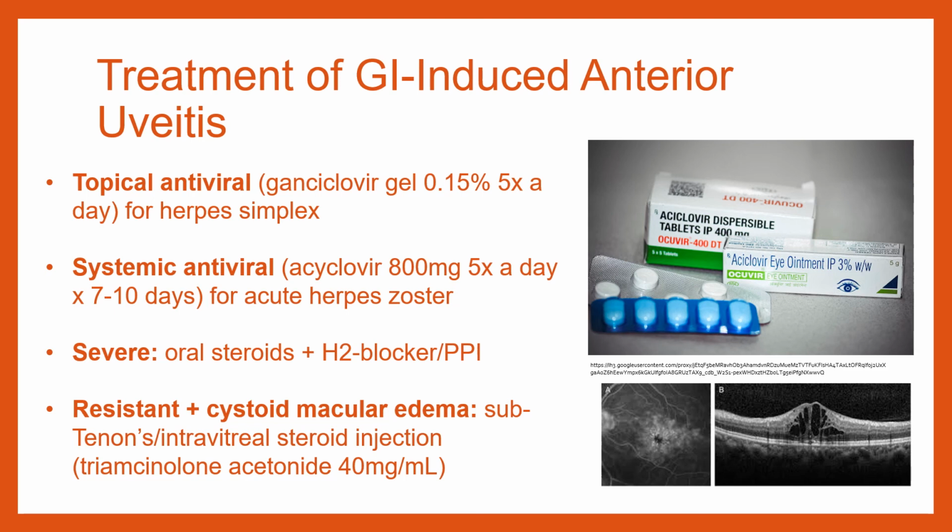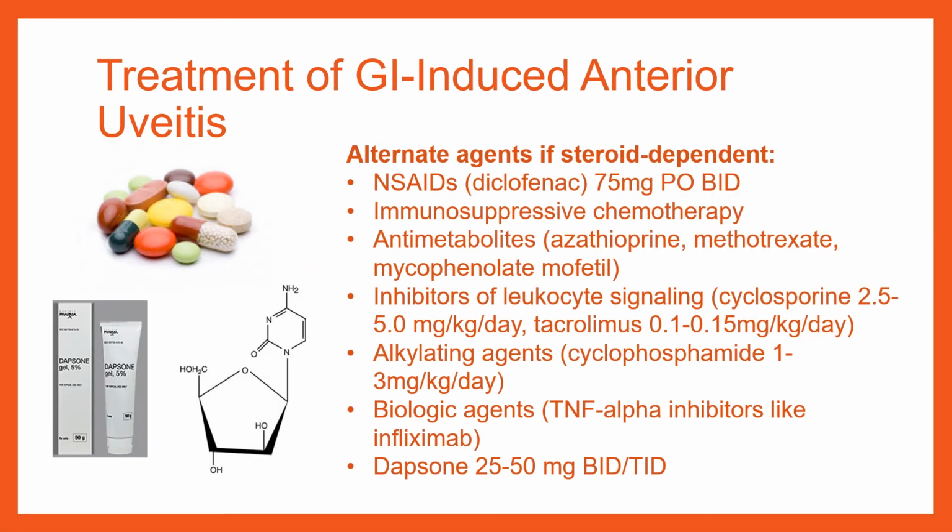For anterior uveitis presentation that is resistant to these options, and for critical stages that involve macular edema, we could consider subtenons or intravitreal steroid injections with triamcinolone acetonide, 40 milligrams per milliliter. Some of the alternative agents other than steroids are NSAIDs, immunosuppressive chemotherapy, and antimetabolites like azathioprine, methotrexate, and mycophenolate mofetil.